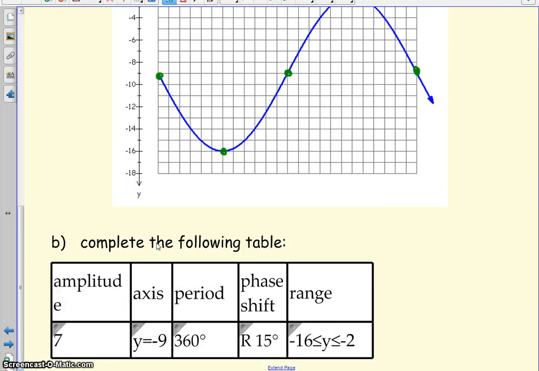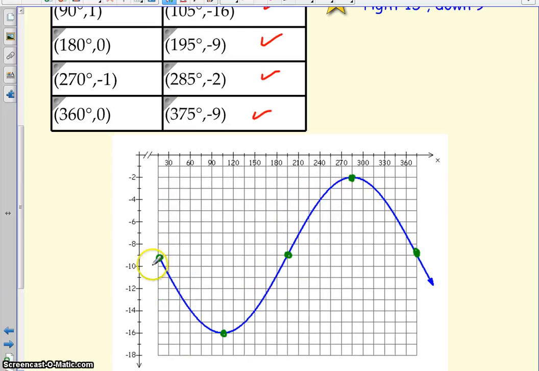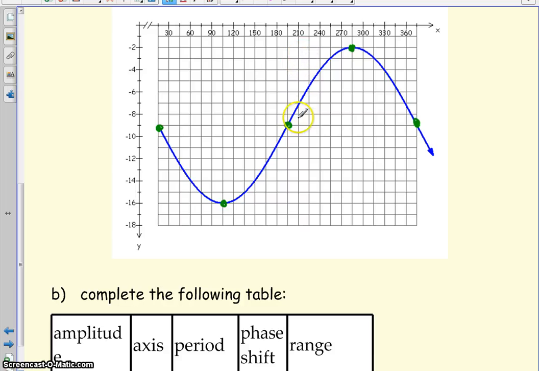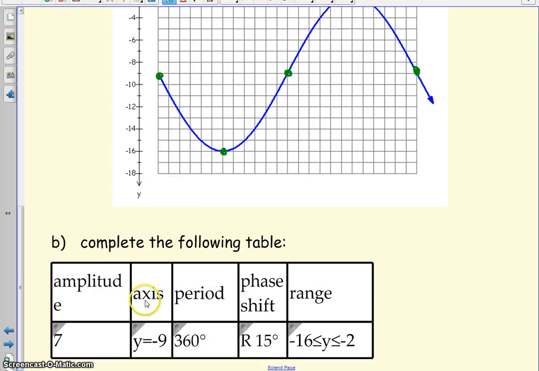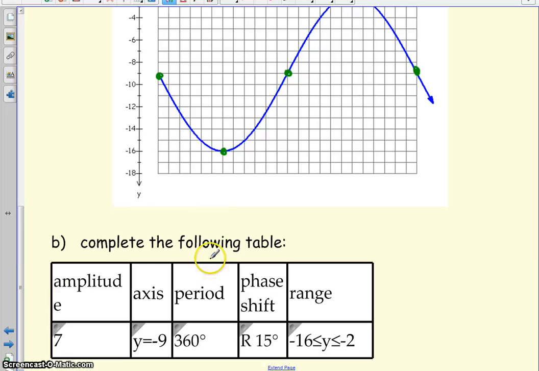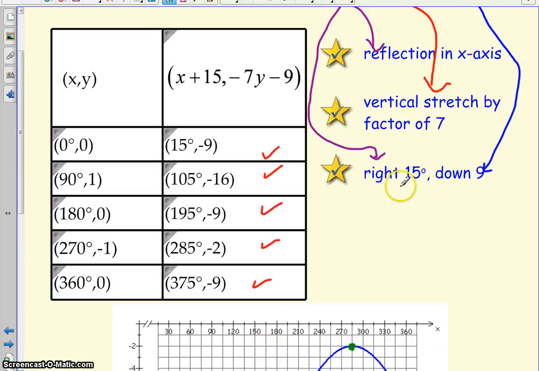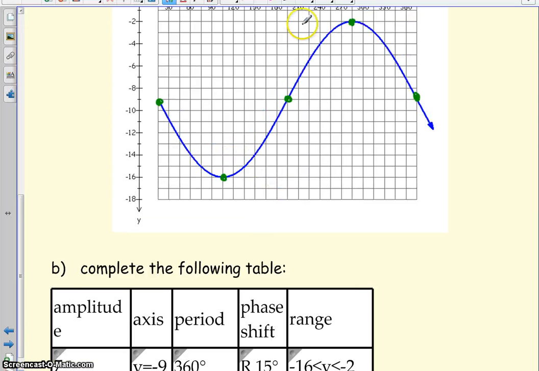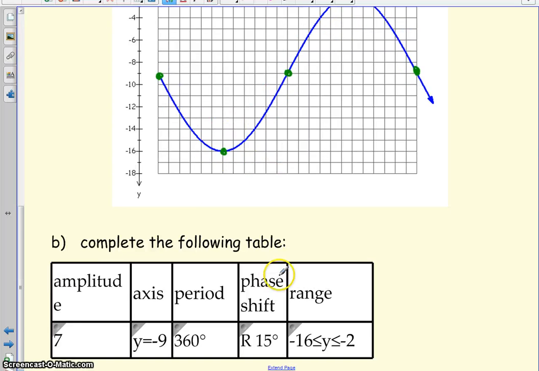Okay, to get the key features, the amplitude: on the graph, you can see the axis is at y = -9, which means we have a distance to our maximum of 7, so we can get the amplitude and axis from there, or we can get them directly from our equation. Amplitude is 7, axis is -9, from a and k respectively. The period: we haven't done a transformation to change the period, so it'll stay 360 degrees. Our phase shift is our horizontal shift, which is right 15 degrees. And our range: our smallest value is -16, our highest value is -2, so our range will be any y value between -16 and -2.